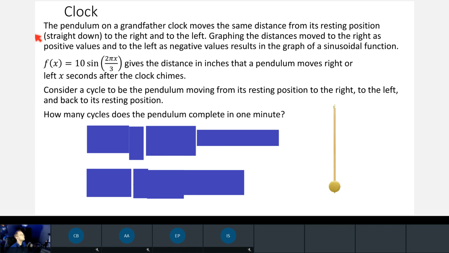Clock. The pendulum on a grandfather clock moves the same distance from its resting position straight down to the right and to the left. Graphing the distances moved to the right as positive values and to the left as negative values results in the graph of a sinusoidal function. F of x equals 10 sine of 2 pi x over 3 gives the distance in inches that a pendulum moves right or left x seconds after the clock chimes. Consider a cycle to be the pendulum moving from its resting position to the right, to the left, and back to its resting position. How many cycles does the pendulum complete in 1 minute?